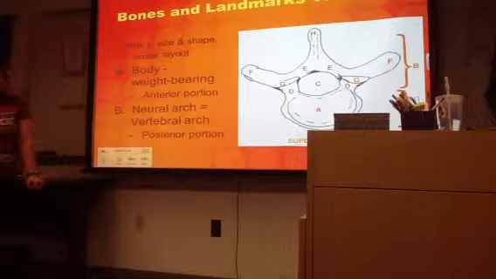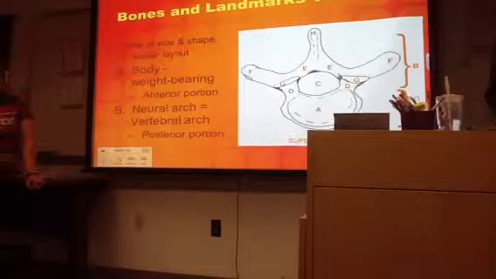Okay, and then we have this whole section here, which is what we call the neural arch. It's the arch that covers this hole right here, the foramen, where the spinal cord goes through. The other big areas are going to be your transverse processes.